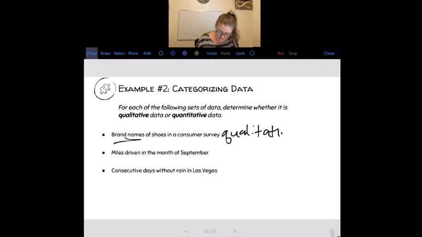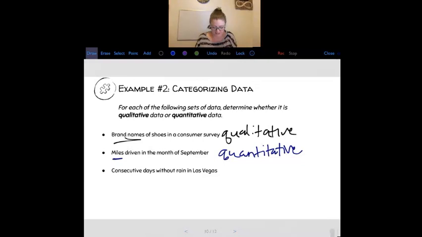qualitative data. Miles driven in the month of September. Can miles be counted or measured? This would be quantitative. Consecutive days without rain in Las Vegas. Too many. Just kidding. It can be counted, so it's quantitative.